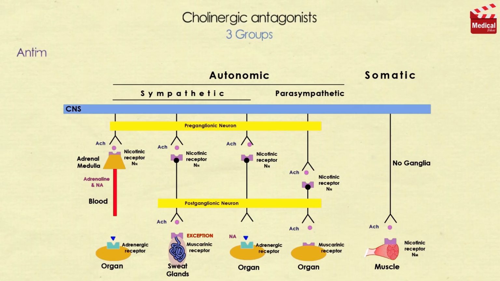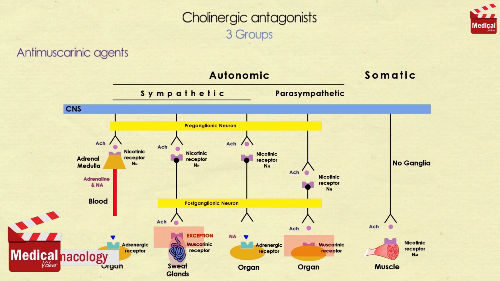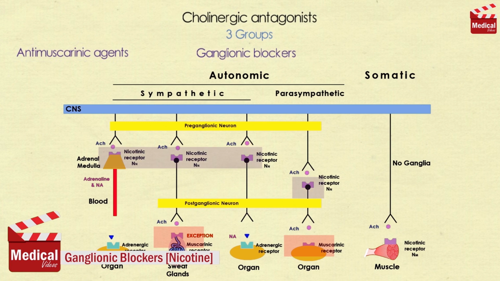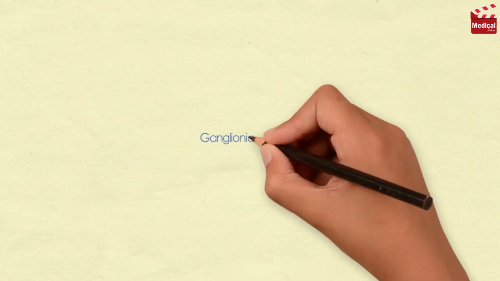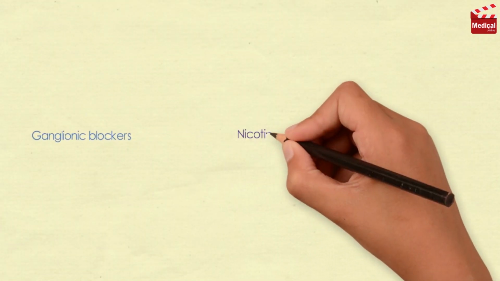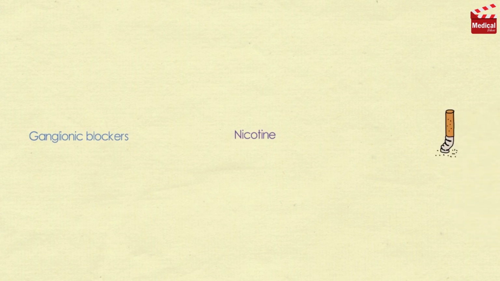In the previous lecture we said that cholinergic antagonists are divided into 3 groups. The antimuscarinic group, which we already discussed. And the other two groups are the ganglionic blockers and the neuromuscular blockers. Today we'll talk about the ganglionic blockers, nicotine and smoking.